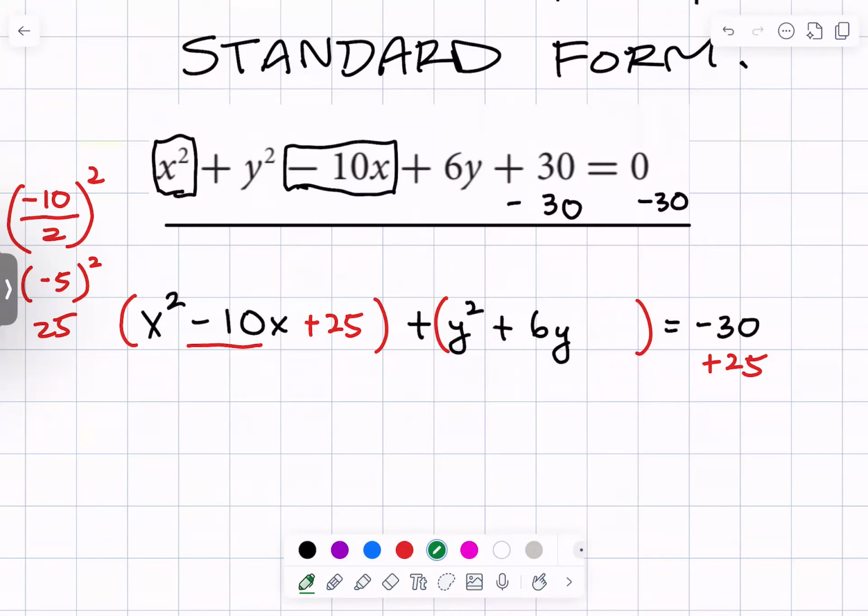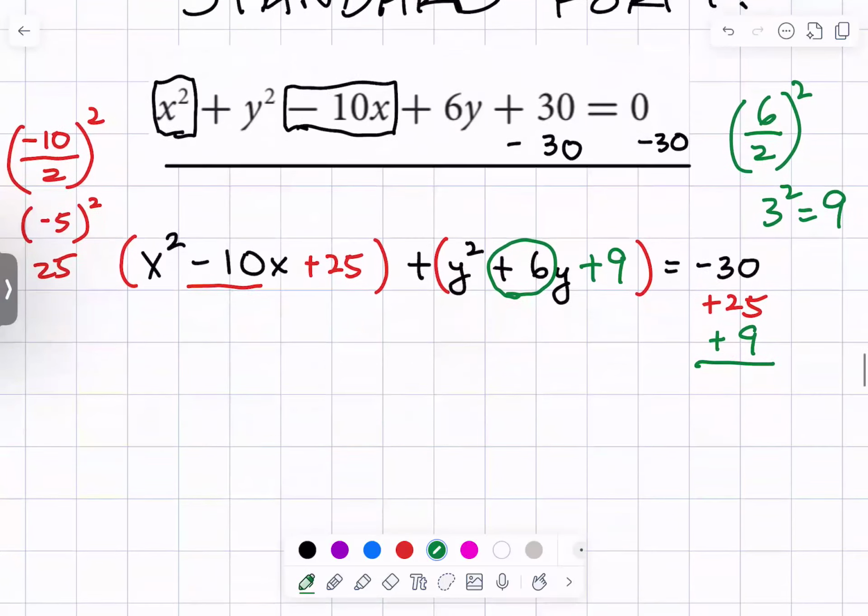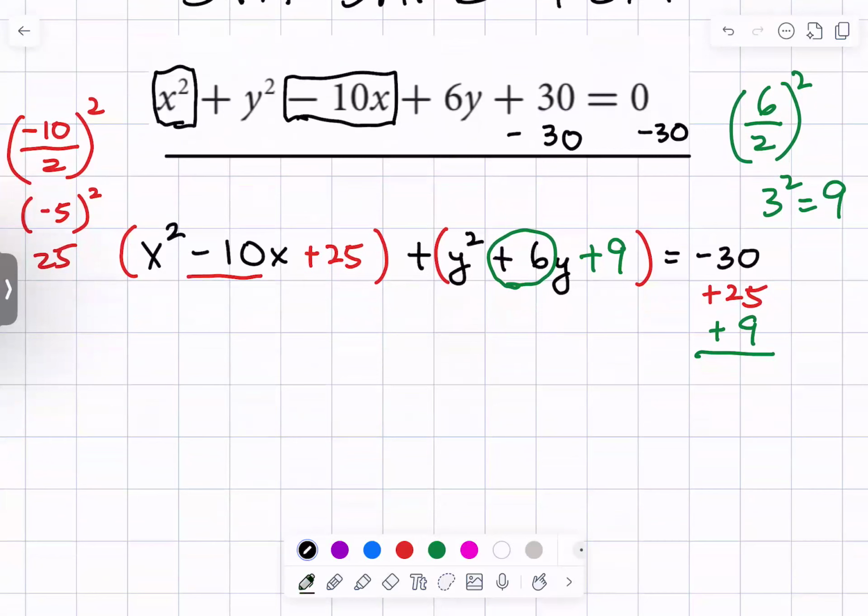Now I'm going to get the coefficient of the y, half it, and square it. That's 3 squared, so that's 9. So I'm going to add 9 here. If I add 9 to the left-hand side of the equation, I have to add 9 to the right-hand side of the equation. So I went through the completing the square process. And if you factor these two out, it's going to be a perfect square.